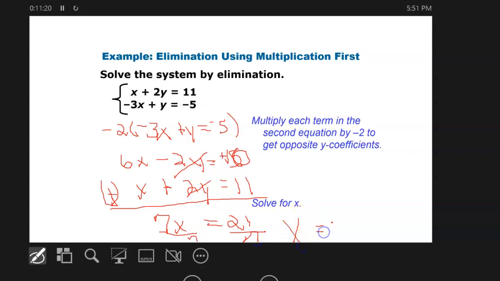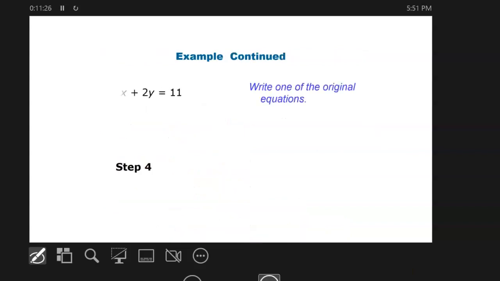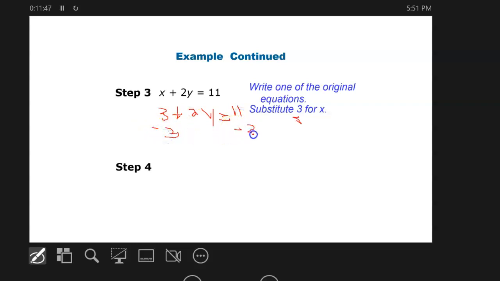All right, so we have found what x is equal to. I'm now going to write one of the original equations, and I'm going to substitute in 3 for x. So I would have 3 plus 2y is equal to 11. To solve this equation, I'm going to subtract 3 from both sides, which is going to give me 2y is equal to 8. Divide both sides by 2, and I'm going to get y is equal to 4.